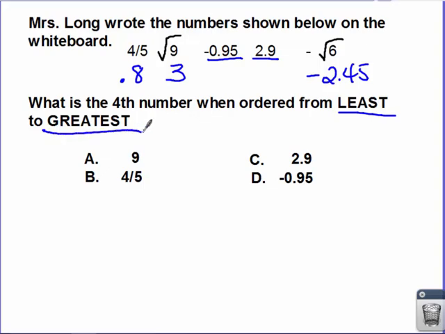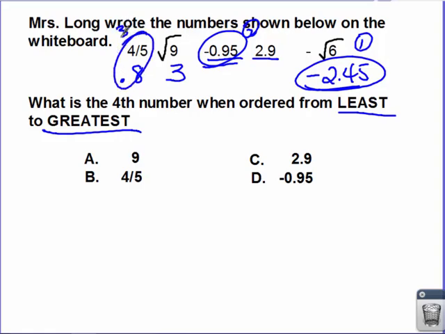So that means I need to find the littlest number. And the littlest number is this one. So, no, not 2.9, sorry. Okay, because that one's not negative. That is this one right here, negative 2.45. So there's the smallest. Okay, here's next. So that's 1, 2. So this one is number 1. This one's number 2. And then I got 4/5 is number 3.